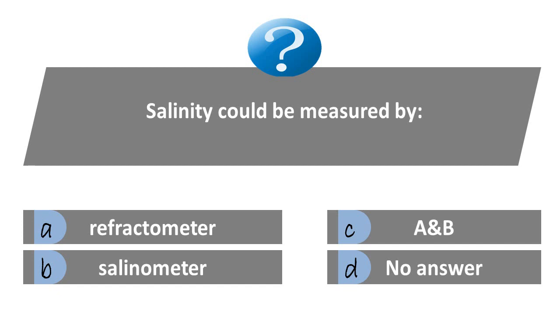Salinity could be measured by A. Refractometer, B. Salinometer, C. A and B, D. No answer. Again, salinity could be measured by A. Refractometer, B. Salinometer, C. A and B, D. No answer.